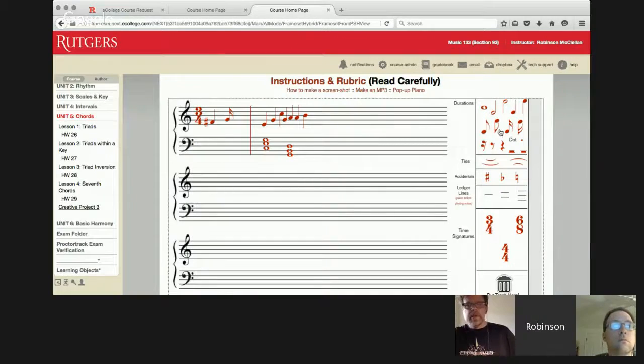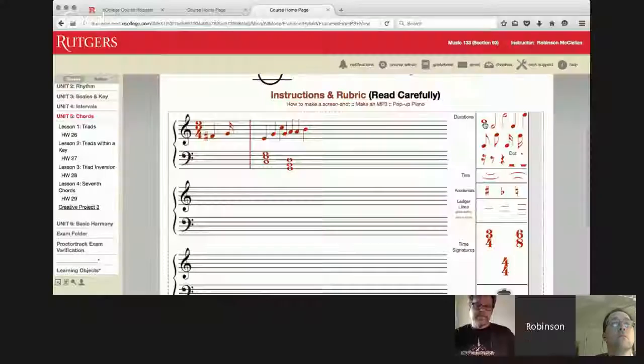We do ask them to do some inverted triads, so some of them will look like this. Let me just do an inverted triad.